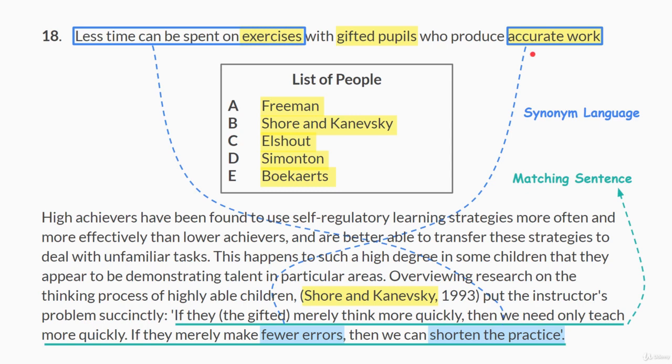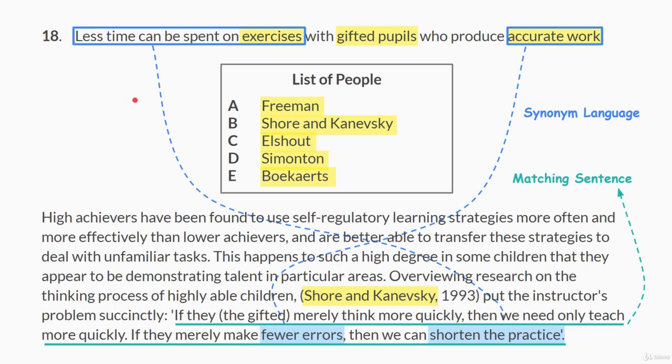So since we have located the synonym language in the reading passage and we have matched it with the language in question number 18, now we know that option B is the correct answer choice for question number 18.